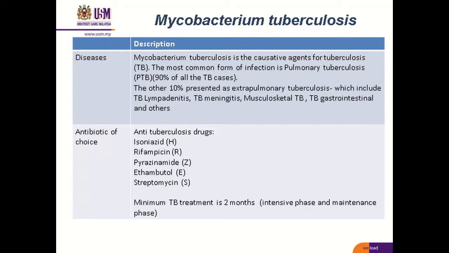That is 90% of all the TB cases, and the other 10% present as extrapulmonary TB, which includes TB lymphadenitis, TB meningitis, musculoskeletal TB, gastrointestinal TB, and others. So for the antibiotics of choice, we usually give a combination of isoniazid, rifampicin, pyrazinamide, ethambutol, and streptomycin in phases. First in the intensive phase, and then in the maintenance phase, according to the WHO protocol.